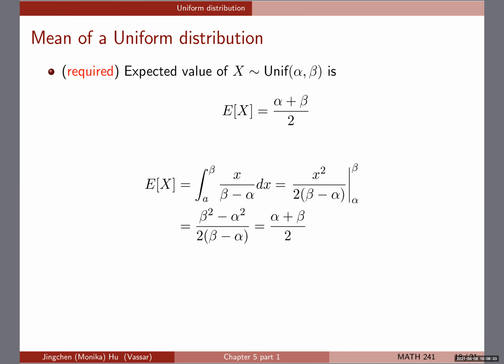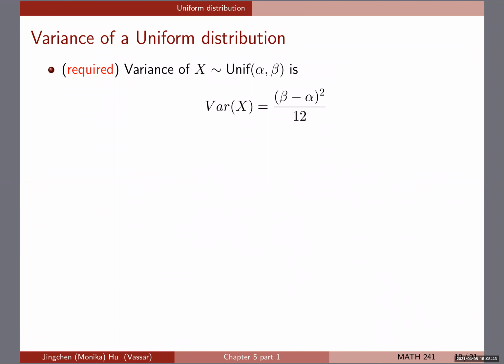Intuitively, like I said, because it's equally likely to be anywhere between alpha and beta, it's not surprising that the mean is at the middle point. The variance expression is slightly more complicated, maybe not so intuitive. I probably wouldn't be able to give a good intuitive understanding here anyway, but we can always show it mathematically. Again, this is required, so you need to know how to do it. Variance is typically obtained by the expectation of x squared minus the square of the expectation.